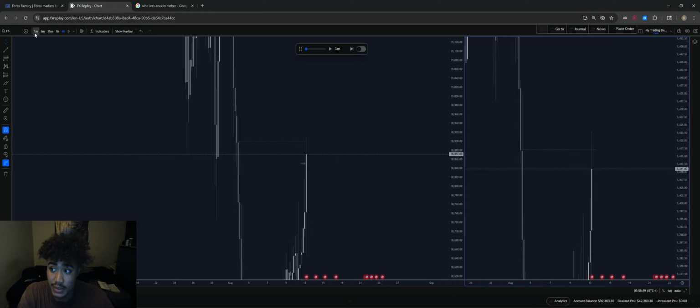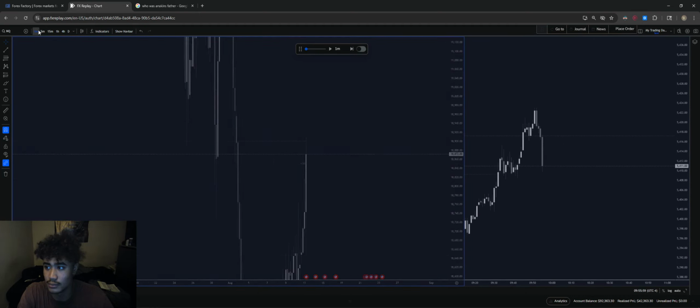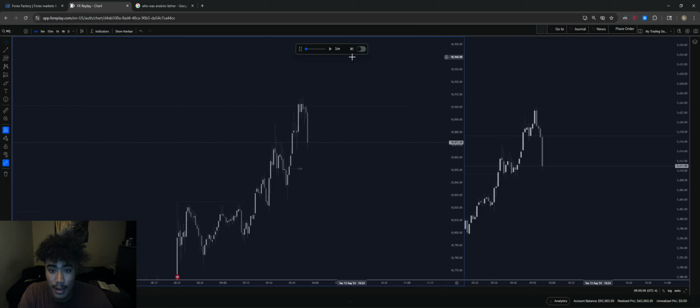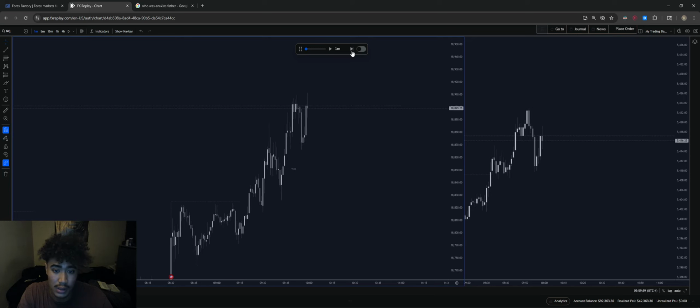Just let price do its thing. Don't overreact. Don't try to chase price. Because if it's not your model, then it's not your model. Who cares what price action does, right? No SMT. And Q just took out this high.